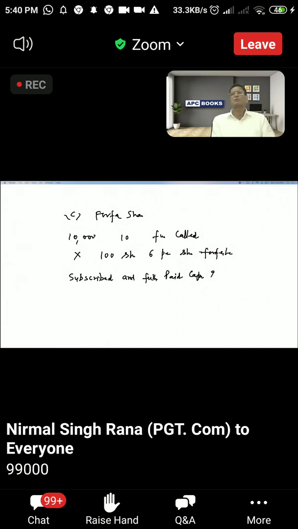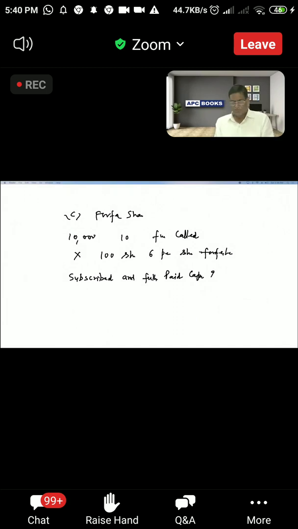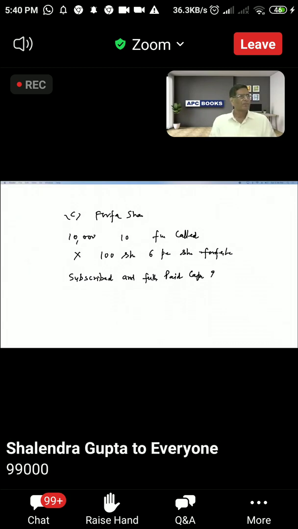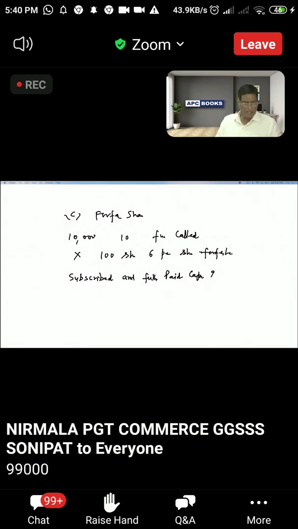Remember, I repeat again. 10,000 shares of rupees 10 each were issued. They were fully called. All calls were made. X holding 100 shares paid only 6 per share and his shares were forfeited. What is subscribed and fully paid capital?